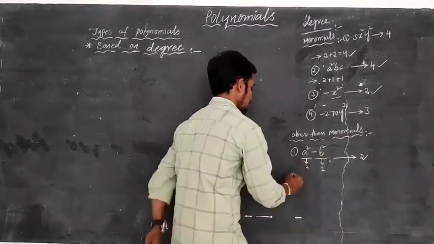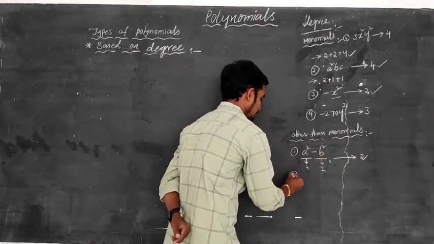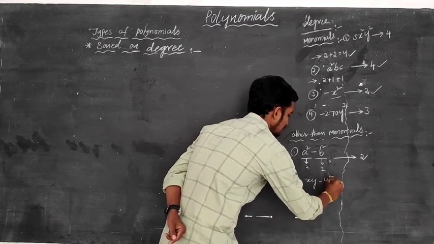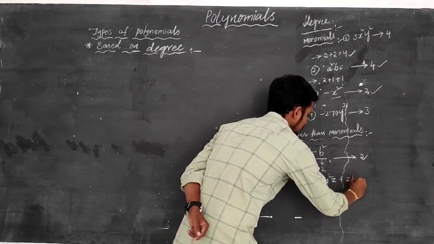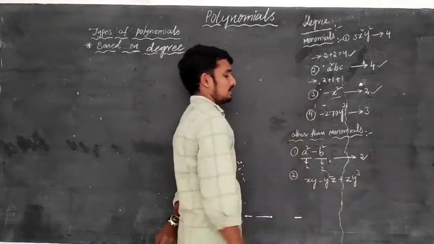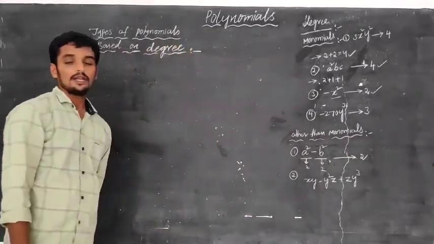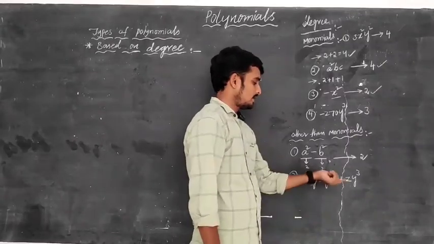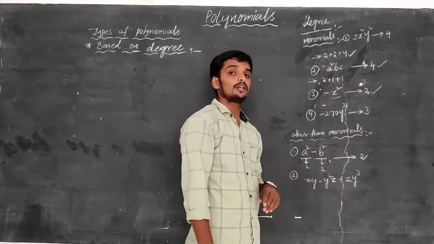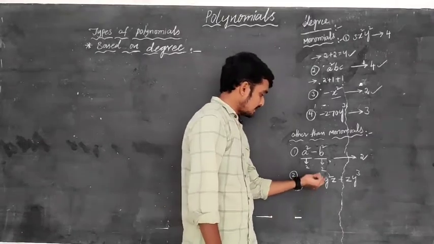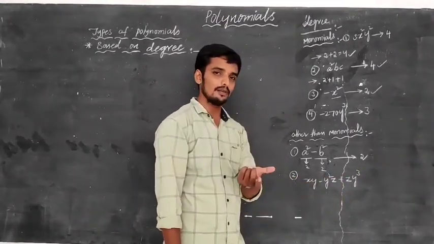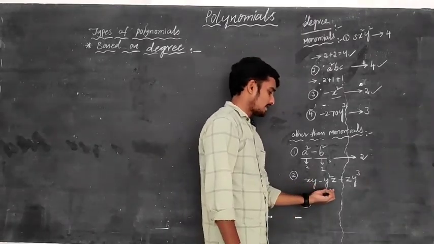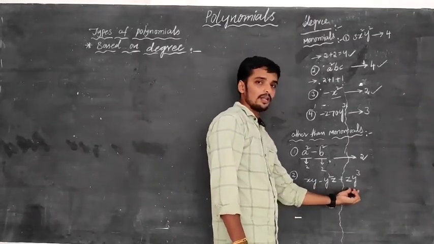For example, we will discuss a trinomial: xy minus y square z plus zy cube. If you observe the third question, it has three terms. First term is xy, second term y square z, third term zy cube. That means it has three monomials. Trinomial means it has three monomials: first monomial xy, second monomial y square z, third monomial zy cube.